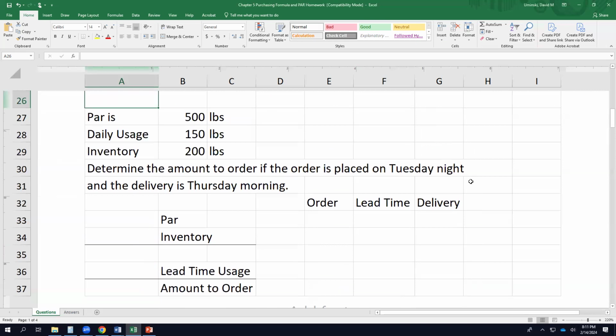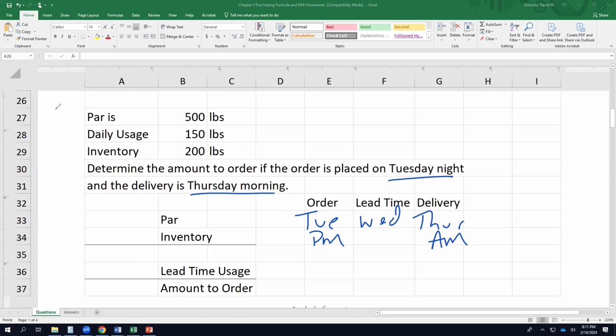Okay. So my par is 500. Daily usage is 150. My inventory is 200 pounds. Determine the amount to order if the order is placed on Tuesday night and it's delivered on Thursday morning. So Tuesday PM, delivery is Thursday AM.